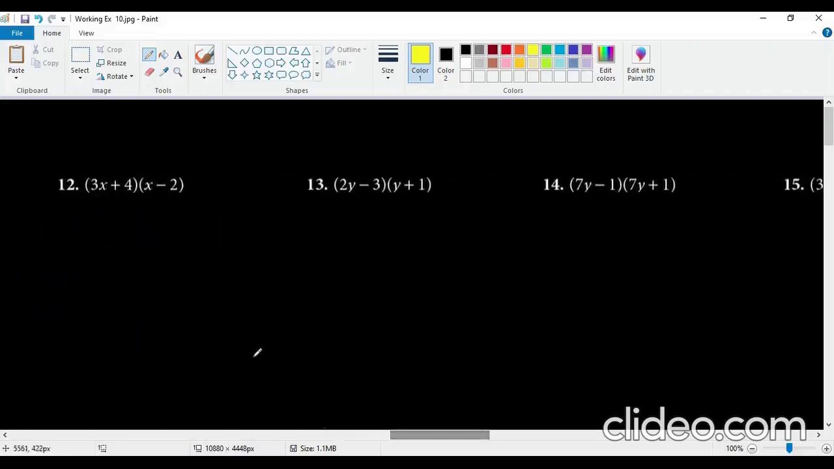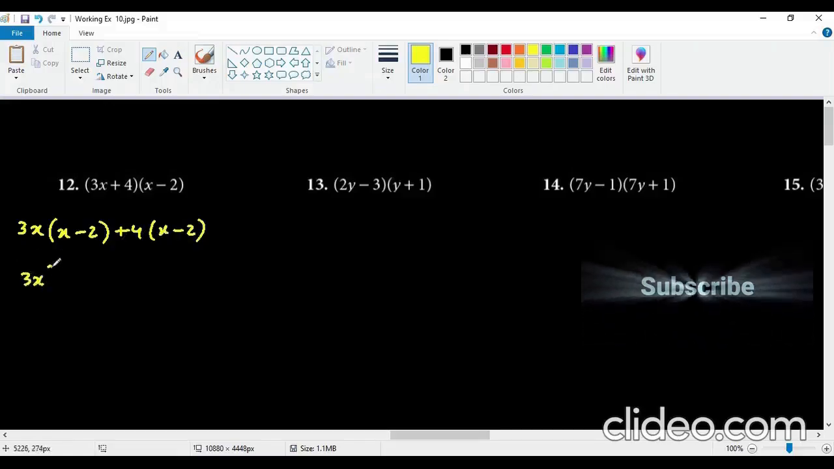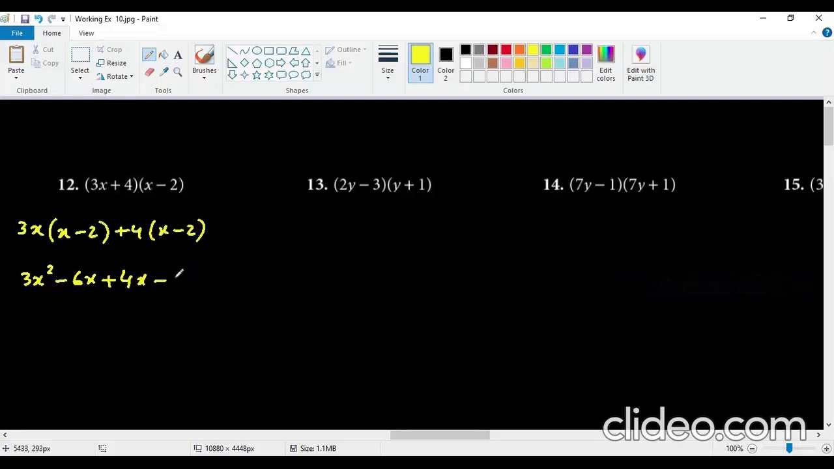As far as question number 12 is concerned, in here you multiply 3x with x minus 2, and plus 4 is going to be multiplied again by x minus 2. So first one is going to give you 3x square minus 6x and plus 4x, and plus minus is a minus. 4 times 2 is an 8. So 3x square minus 2x minus 8 is going to be the final answer.